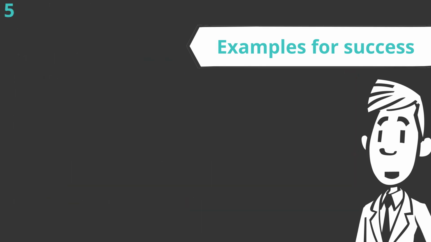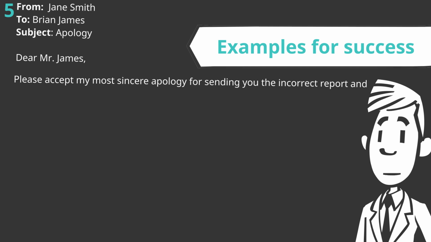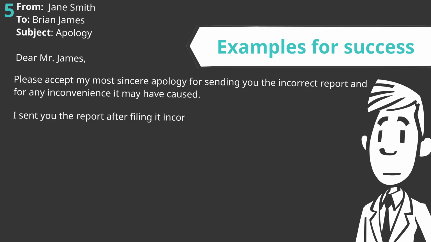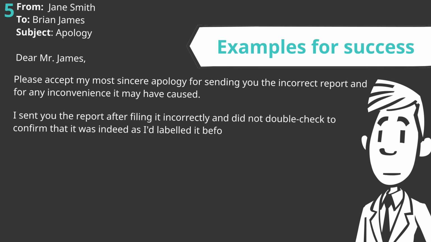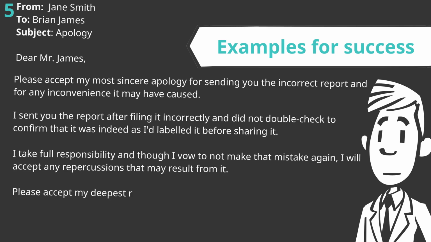The fifth of our email examples for success is an apology email. From Jane Smith to Brian James. Subject: Apology. Dear Mr. James, please accept my most sincere apology for sending you the incorrect report and for any inconvenience it may have caused. I sent you the report after filing it incorrectly and did not double check to confirm that it was indeed as I labeled it before sharing it. I take full responsibility, and though I vow to not make that mistake again, I will accept any repercussions that may result from it. Please accept my deepest regrets. Best regards, Jane.